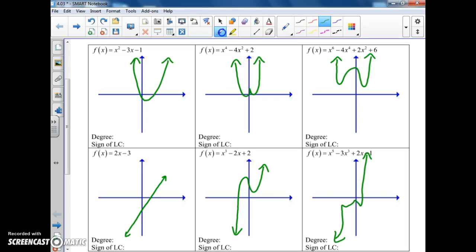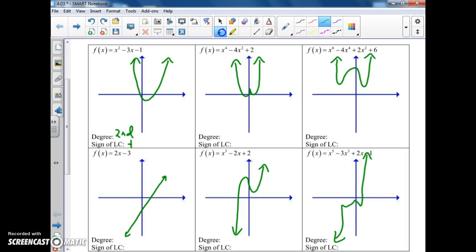Watch this, because this is what you got to come to understand. Now let's go through. This is the stuff we did yesterday, right? Take a look at this. What degree is this first one? Second degree, right? What is the sign of the lead coefficient? Positive, right? It's a positive one.